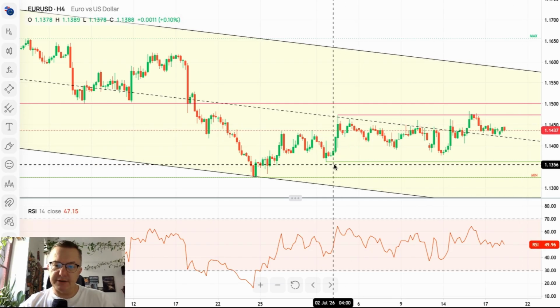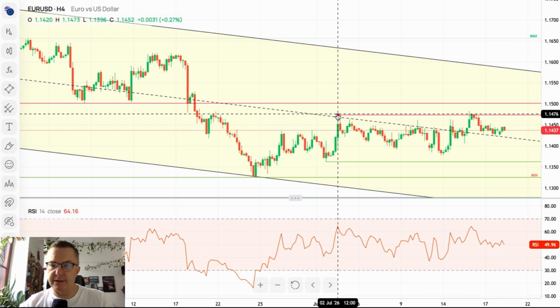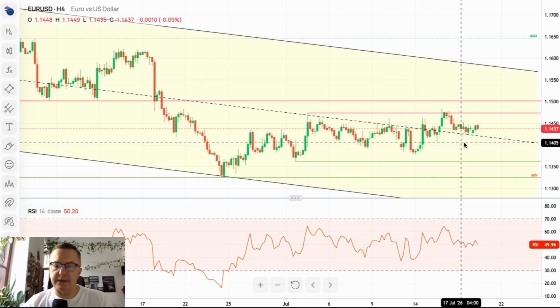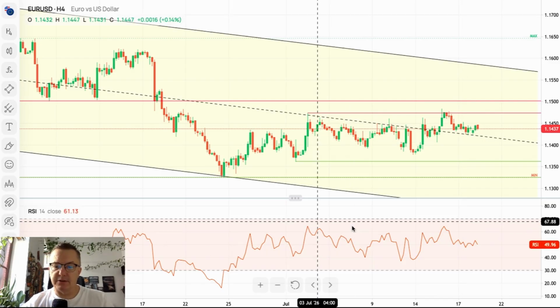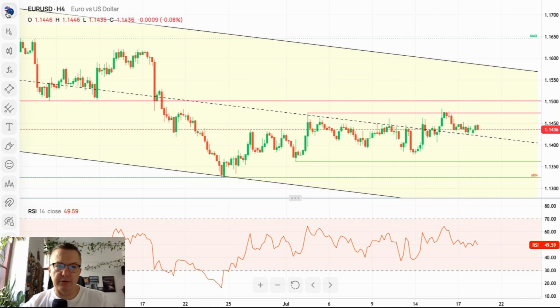This range here was established at the beginning of the month, 1.1362 to 1.1475. It is still a sideways range, and this situation might stay like this for some time in the coming days. As you can see, momentum is oscillating around the level of 50 as well. Right now it is 49.96, an almost perfectly neutral environment.